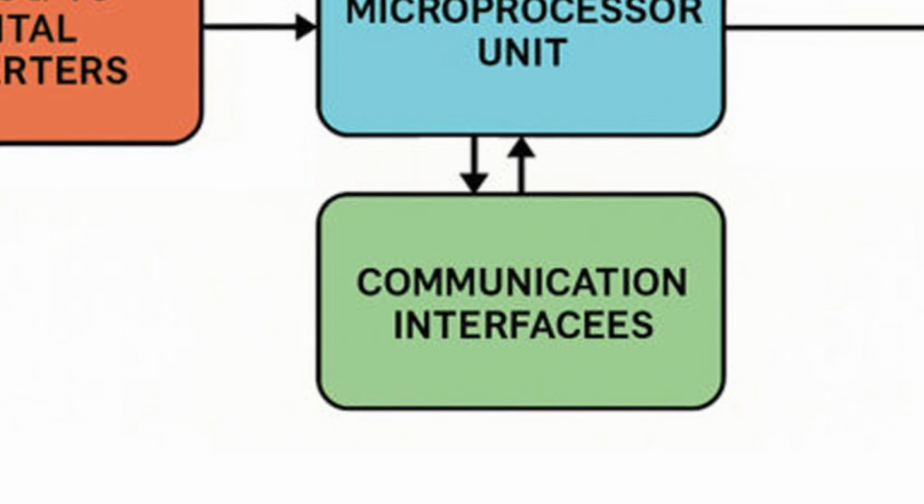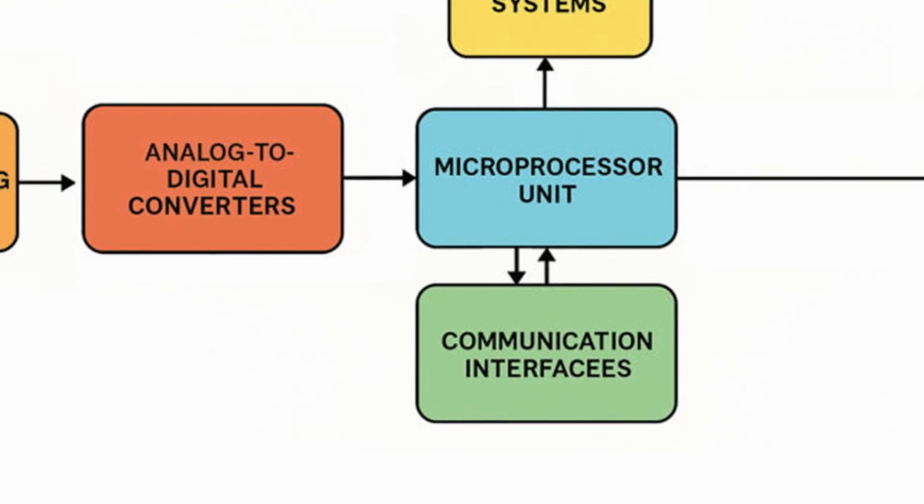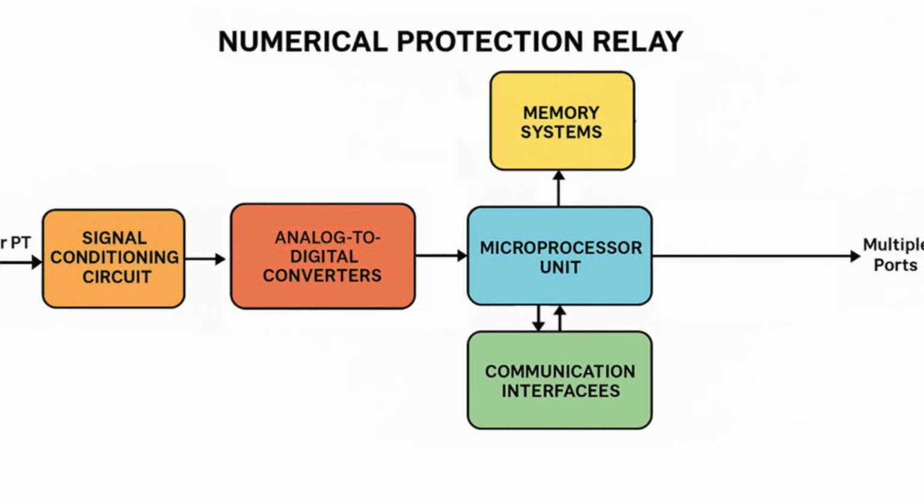After all internal processing is complete, the microprocessor sends the final commands or data through multiple communication ports provided on the relay. These ports help the relay to share information with external systems, making it a smart and intelligent device.